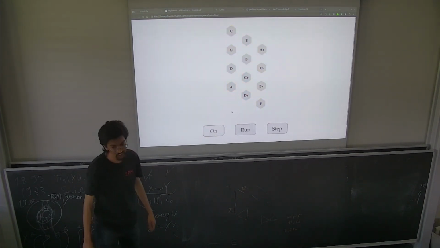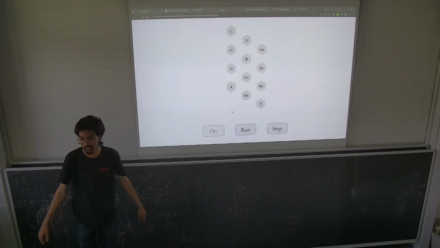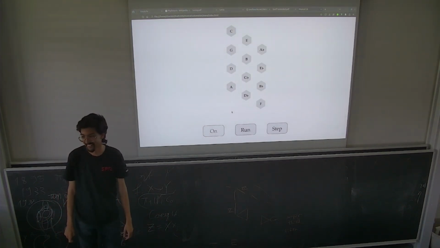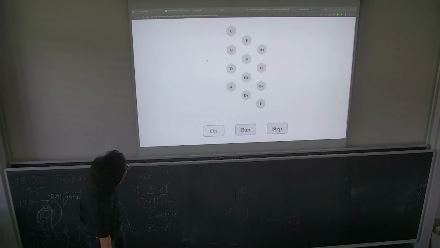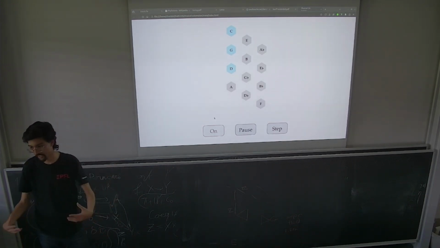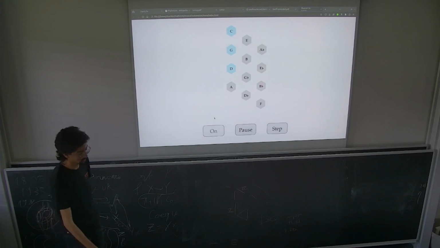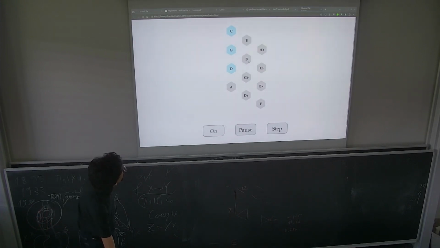Does anyone want to suggest a starting pattern, and we can see what it sounds like? Maybe a vertical line to see what happens. A vertical line, like how many? How many do you want? Let's say 3, yeah. So it just stays. Okay, a stable. Okay, I see. Can we destabilize it in some way?